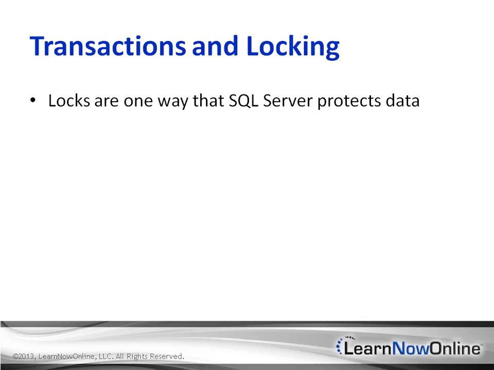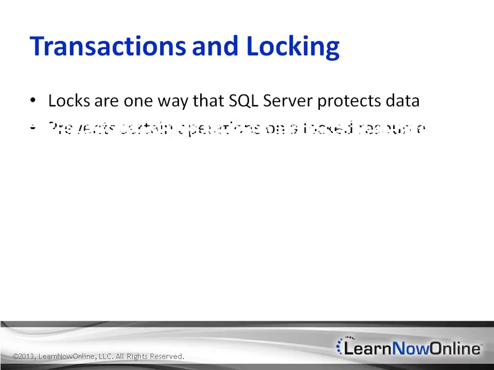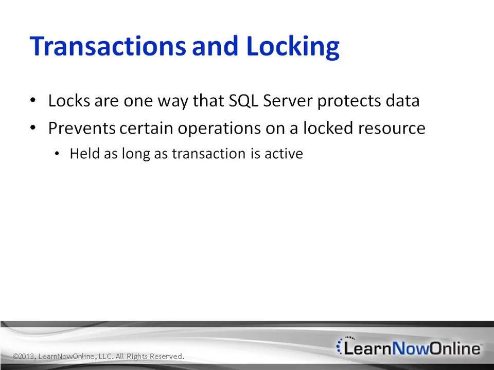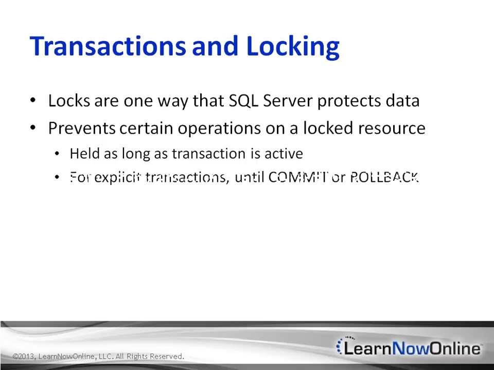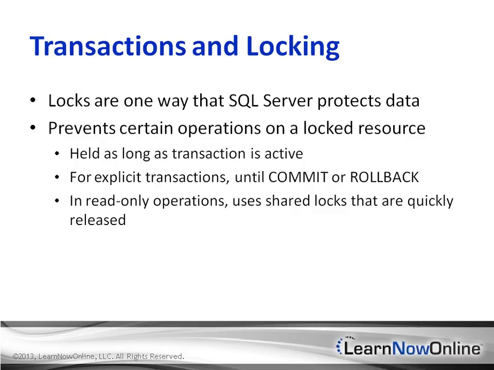One of the ways the relational database protects data from corruption is by locking data and other resources during the course of a transaction. A lock prevents certain operations on the locked resource. And then locks remain in effect as long as the transaction is active. For explicit transactions, that means until you issue a commit or rollback statement. When data is used in read-only operations, such as a select statement, SQL Server places shared locks on the data. Once the data is read, the lock is quickly released.